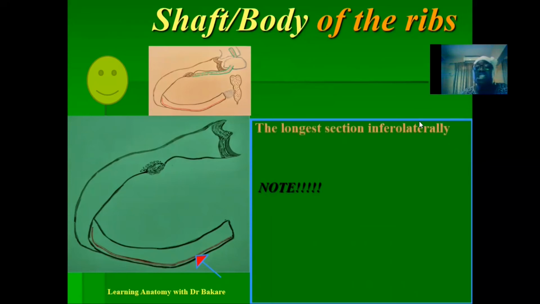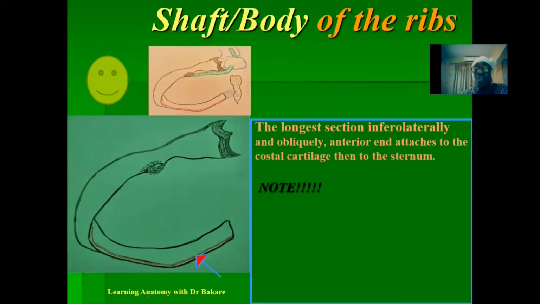Then talking about the shaft, it is the longest section of the ribs, and it runs inferolaterally. It is twisted before it is directed anteriorly, where it finally attaches to the sternum through the costal cartilage. We have the head, we have the neck, and we have the tubercle, and the remaining region is the shaft or the body. And this is the shaft or the body. The shaft or the body finally terminates at this region. So they are not directly connected to the sternum, but they are connected to the sternum through the costal cartilage.